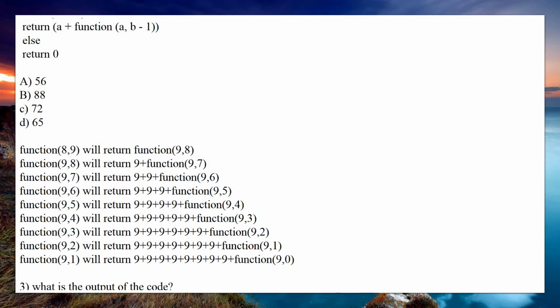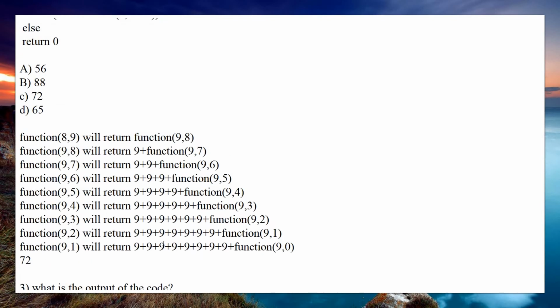9s: 9, 18, 27, 36, 54, then after that 72, it will display the answer as 72. So you can see from the options. Here you can see there is 1, 2, 3, 4, 5, 6, 7, 8, 9. So 9 8s will be 72, and therefore the output will be 72.